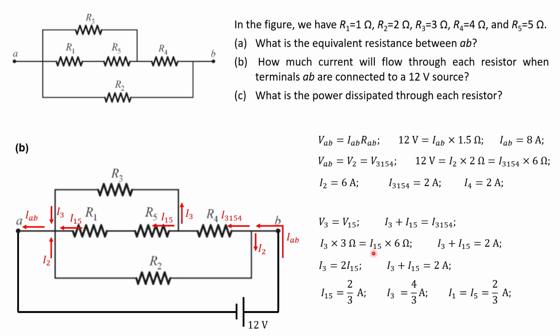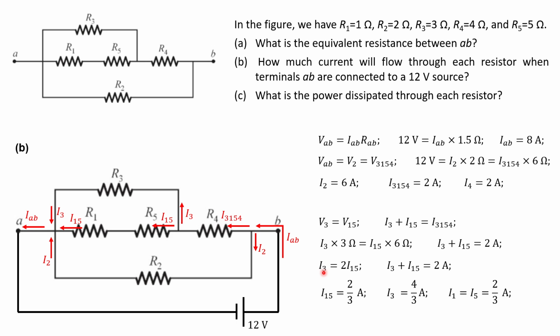Okay, from here I just note that I3 has to be equal to twice the value of I sub 15, right? We cancel out 3 ohms from both sides, so you're left with 2 I sub 15. And I just copy this part of the equation. And what do I note? I have two unknowns, I sub 3 and I sub 15, and I have two equations, this equation and this equation. Well, then I have to solve the system of equations.